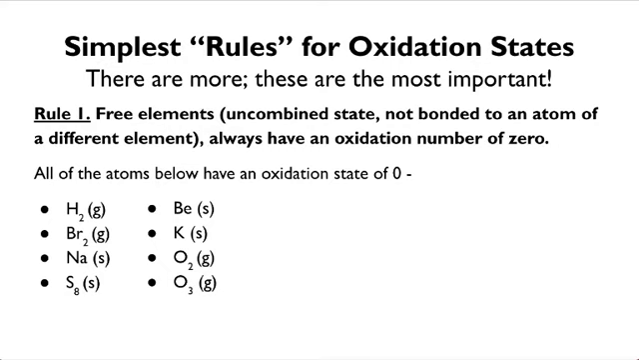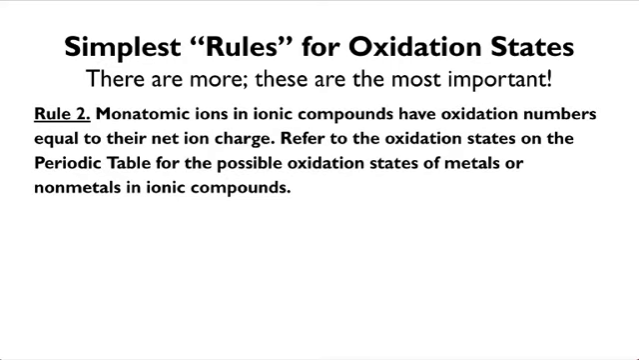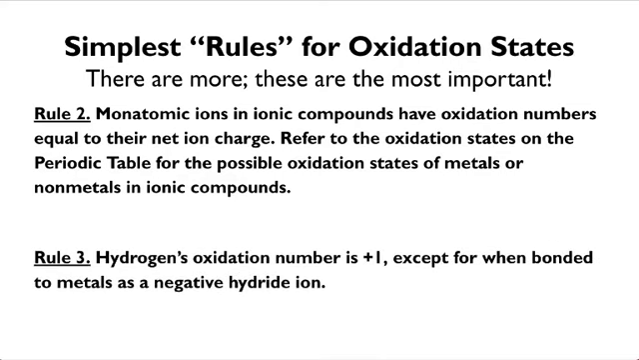Rule number 2, monoatomic ions, that means ions that are just made of one element, in ionic compounds have oxidation numbers equal to their net ion charge in that compound. You can refer to the oxidation states on the periodic table for the possible oxidation states of metals or nonmetals in ionic compounds. We'll look at a couple examples in a bit of how to use this rule. Rule number 3, hydrogen's oxidation number is either +1 or -1. It's usually +1, but if hydrogen is bonded to a metal, it can form a negative -1 charge hydride ion. So just keep an eye on hydrogen there.